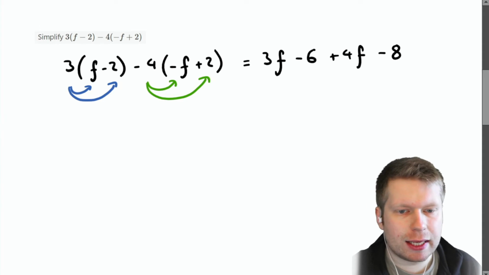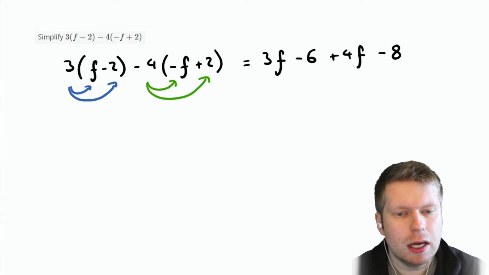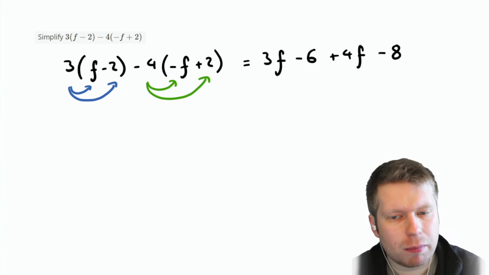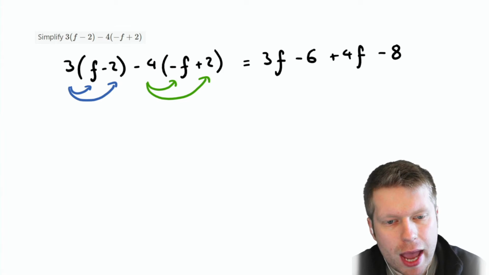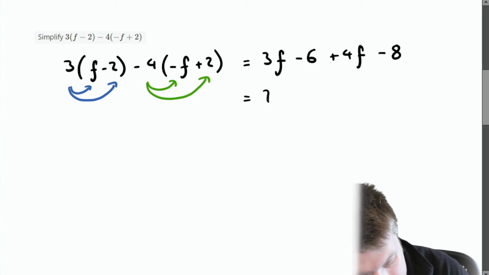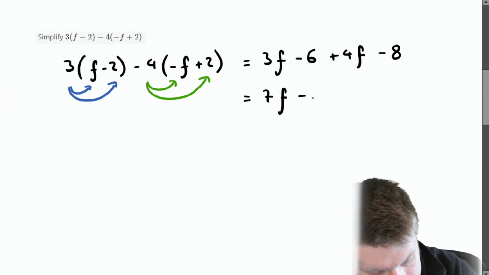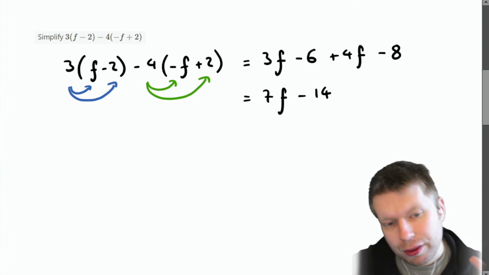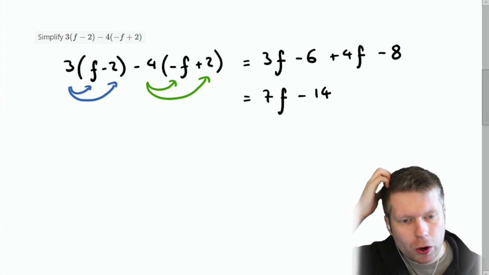Now this is already looking simpler in the sense that there are fewer brackets. In fact, there's no brackets on the right hand side there. So all I need to do now is just collect together my like terms, similar to what I was doing in the first example. So if I have 3f plus 4f, that's going to give me 7f. Then if I have negative 6 minus 8, that's going to give me minus 14. I think that is probably what I'm looking for there. That is probably as simple as I can go.